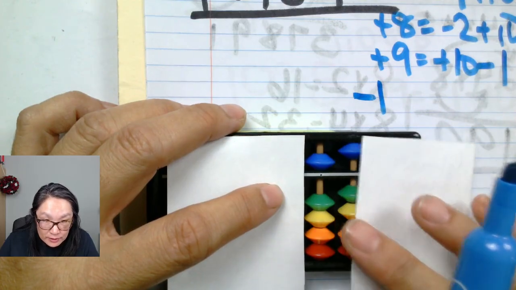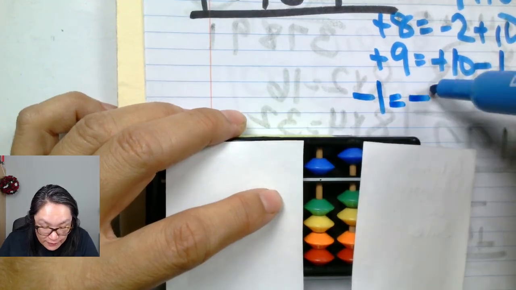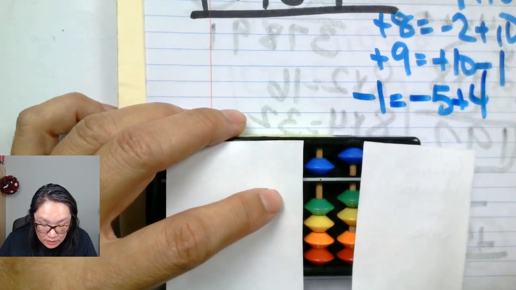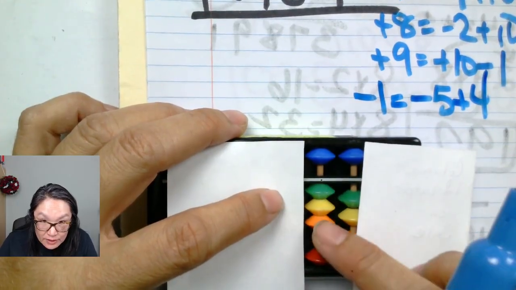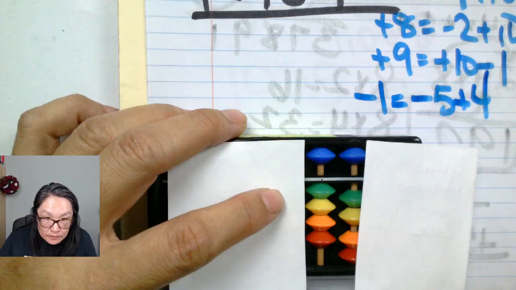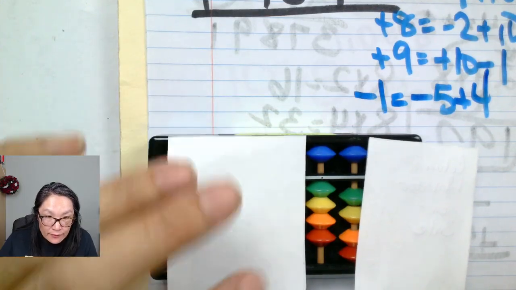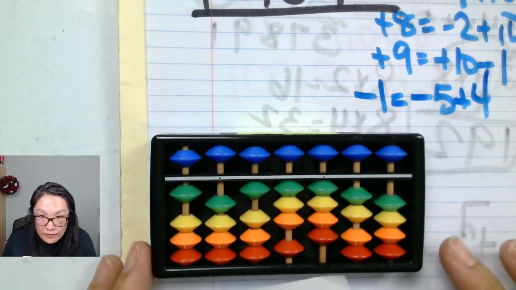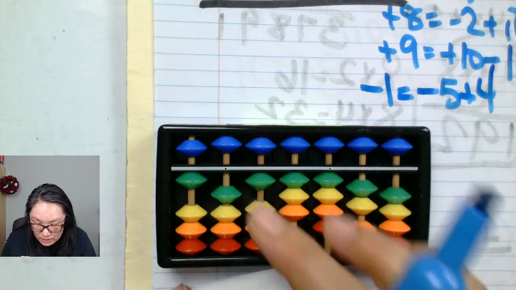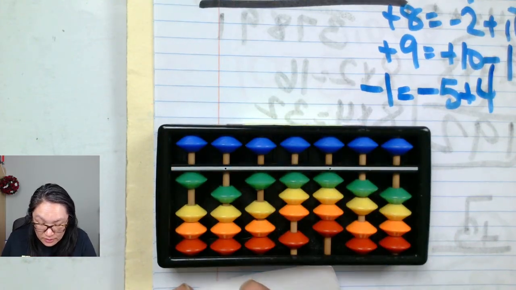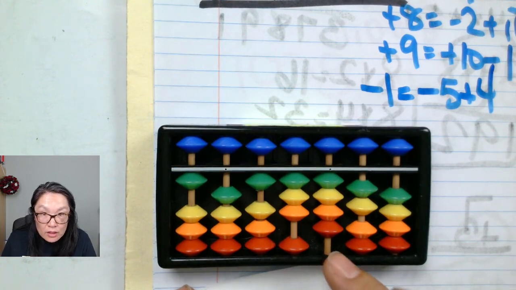Yes. Minus the 5 plus the 4. Oh, plus the 4. Yes. Left the 5 bead. So my final answer is 10,134.